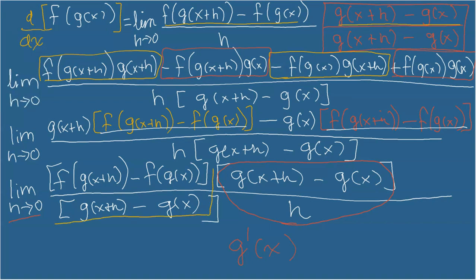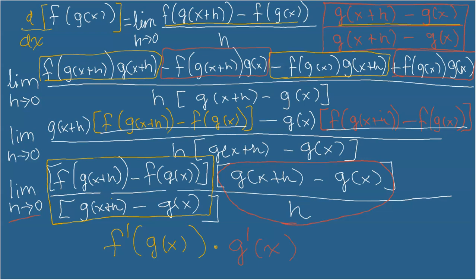This right here is the definition of the derivative of f of g of x. If you just think about this right here, this would be like f of a minus f of b, right? Divided by a minus b. That is change in y over change in x, and in the limit as h goes to 0, that defines the derivative. The derivative of what? Of the function f of g of x.